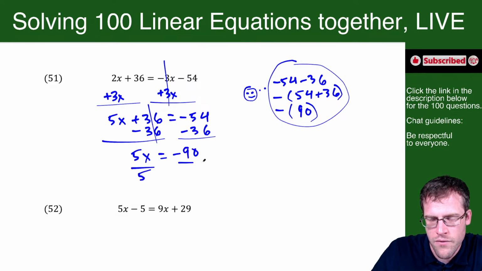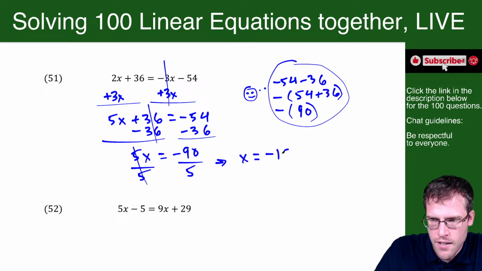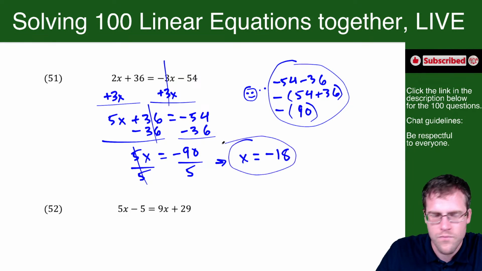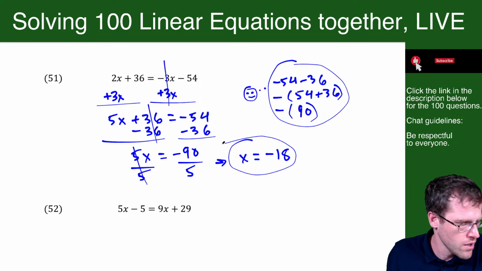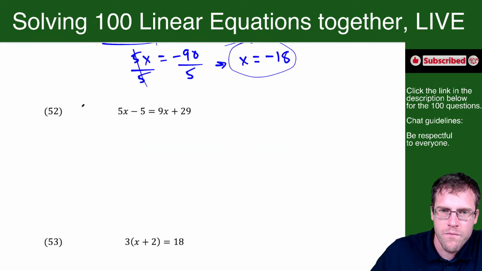And now divide both sides by 5. And x equals negative 90 divided by 5 is negative 18. So negative 18 is our solution to 51. All right. So we will keep rolling here.